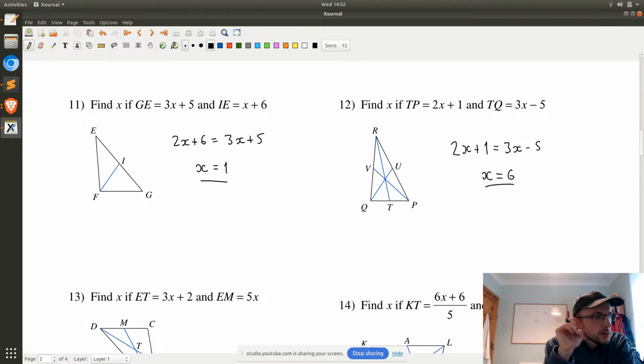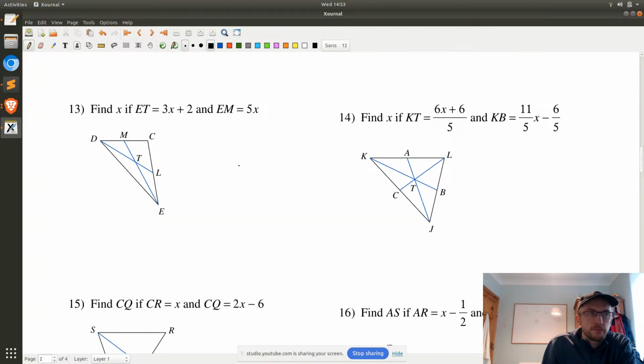Still not getting this right. And I need to understand why that's not right. Because it's equating the wrong things. It's not 2x plus 6, it's 2x plus 12. Simple error. That's better. Okay.